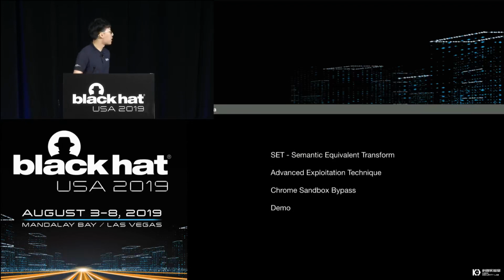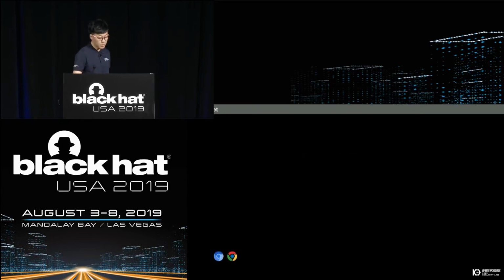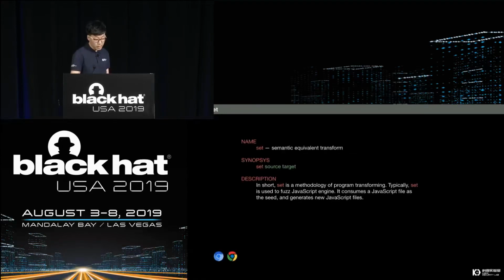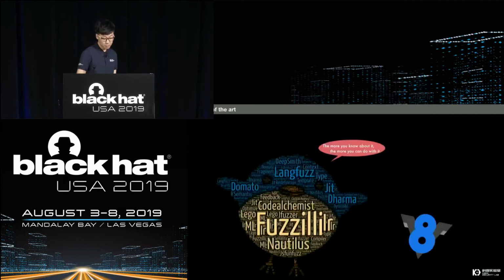Let's go to the first part, the SET set. Now let's type main set in the terminal. SET is short for semantic equivalent transform. Zheng came up with the idea in late 2016 and added it into his fuzzer. It's easy to use. We feed it with JavaScript files, and it gives us new JavaScript files.